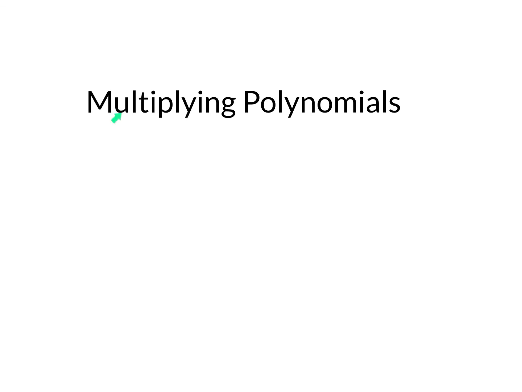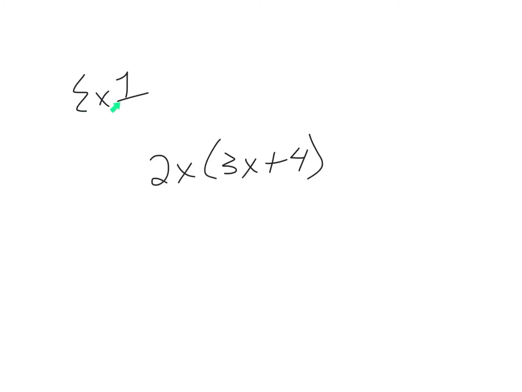Okay, this is going to be a quick lesson over multiplying polynomials. So let's just take a look at a few examples. In this first example, we have 2x times 3x plus 4. Now, this is similar to what we've seen in the past, where we have to distribute this term on the outside times both of these terms on the inside.